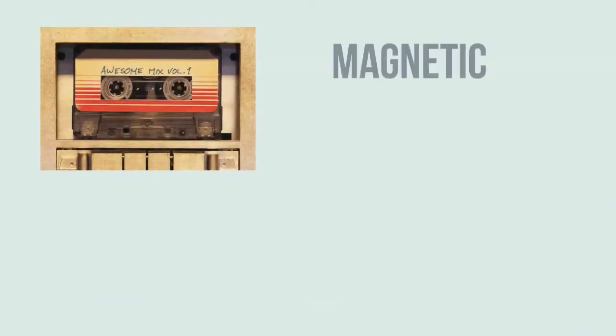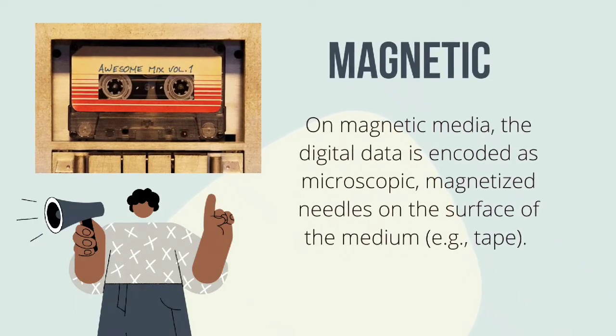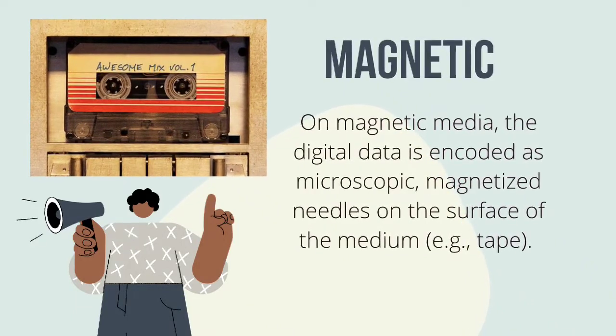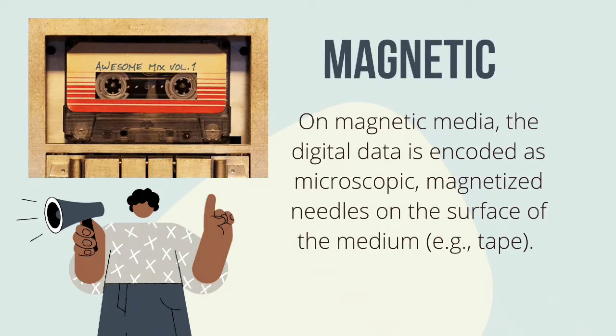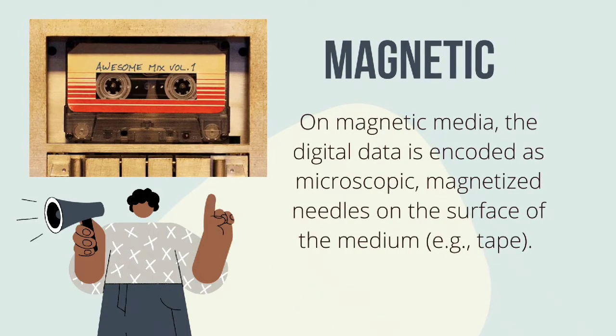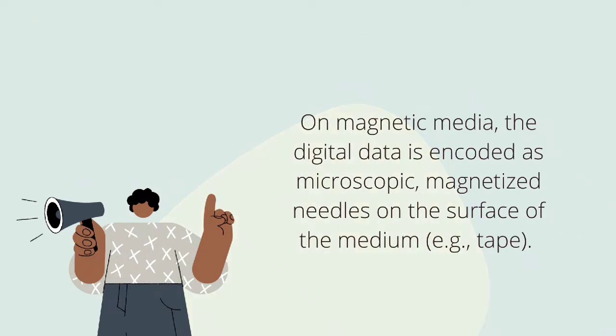According to Minnesota State Archives, digital media can be divided into three main types. First on the list is magnetic. On magnetic media, the digital data is encoded as microscopic, magnetized needles on the surface of the medium. Any storage medium that utilizes magnetic patterns to represent information is considered magnetic media. Good examples of magnetic media and magnetic storage are tape drive, floppy diskette, and hard drive. Common types of magnetic media are audio reel-to-reel and cassette tapes. Video and computer tapes on open reels or in cassettes are ones in which information is stored using electrical and magnetic signals.